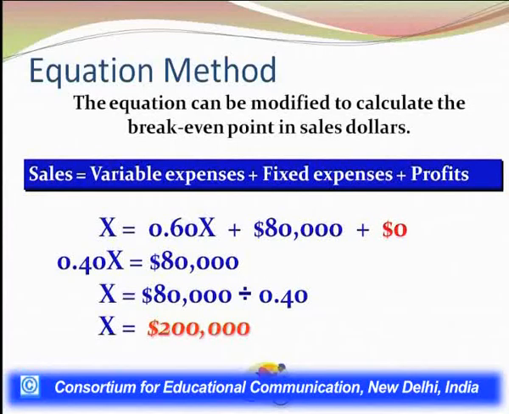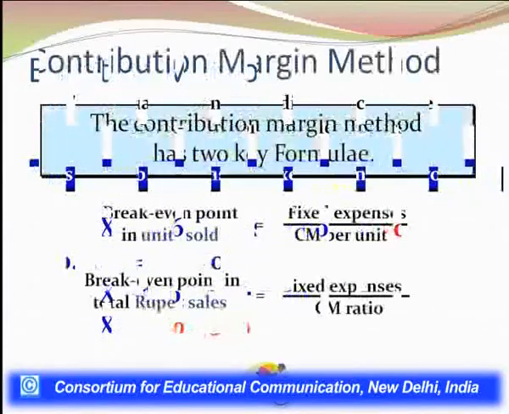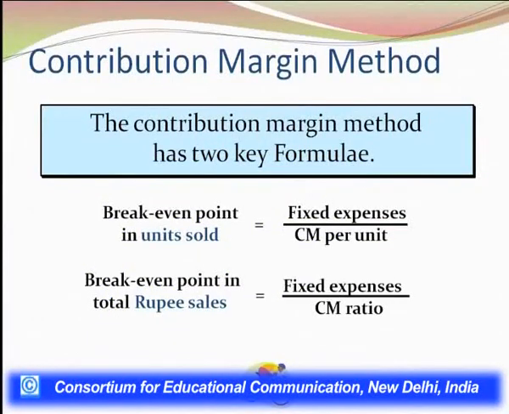So that's how this technique of break-even analysis is used under CVP analysis. Now the second technique is the contribution margin technique. As I just said a few minutes ago, contribution margin is the difference between selling price and variable cost. With the help of contribution margin per unit, we can calculate the break-even point in units. So this is the second way.